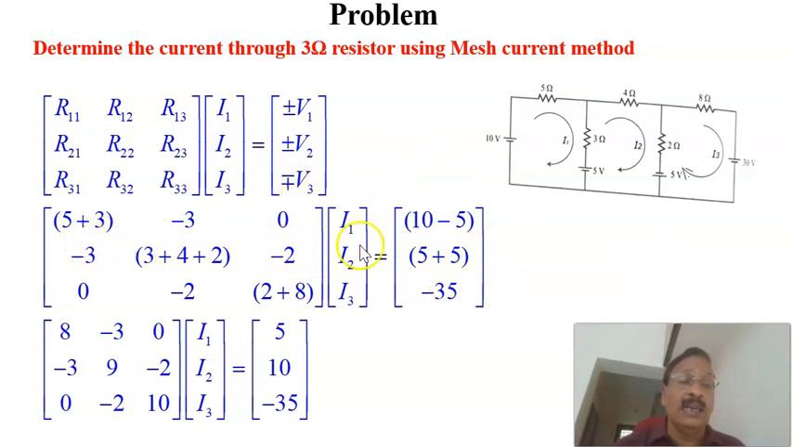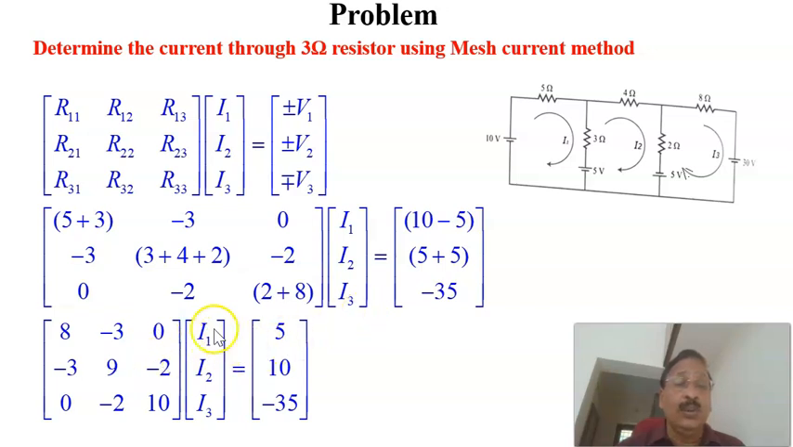Therefore, this is the equation relating the resistance matrix and the current matrix as well as the voltage matrix. Therefore, the unknowns are I1, I2, and I3. We can solve these currents using Cramer's rule. Reducing this one, we will be getting 8, minus 3, 0; minus 3, 3 plus 4 plus 2, that is 9, minus 2; again 0, minus 2, 10. This is the resistance matrix.